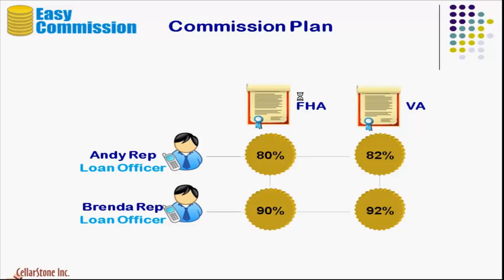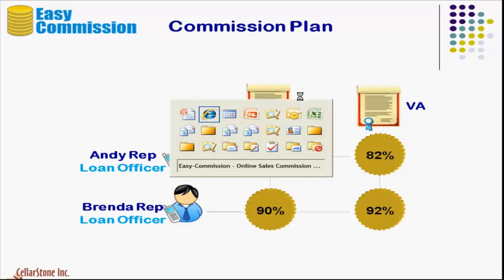Using this system, we can also pay other types of plans. For example, we can pay a loan processor $100 for every file he worked on. The loan manager can get credit for their office or their subordinates, but they can be paid as basis points on loan amount. Now let's go to the application itself.